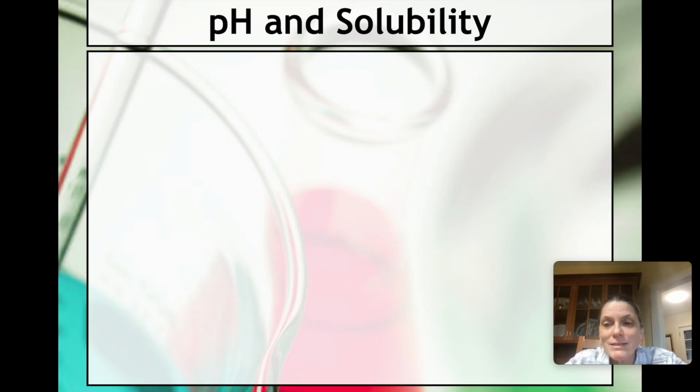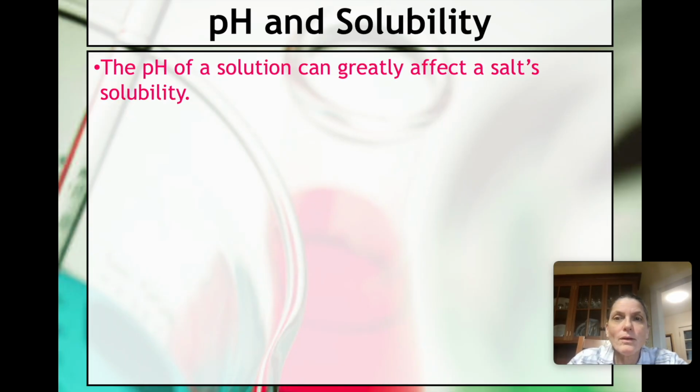Okay, so the last thing we want to address here is pH and solubility. pH can really affect the solubility of a salt. We talked about this a little bit when we talked about dissolving salts and getting acidic or basic solutions. So if you dissolve ammonium chloride, the ammonium ion acts as a weak acid, so you have a slightly acidic solution.